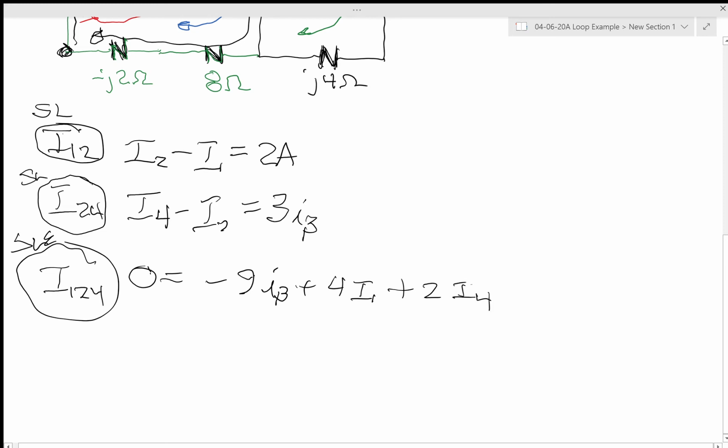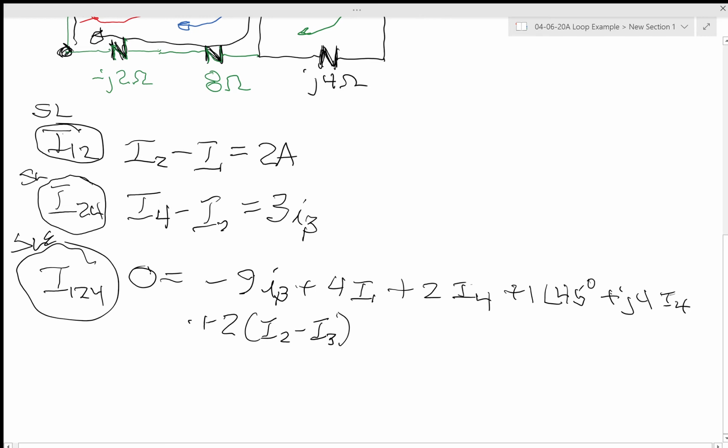Keep on going around. First sign I come to on that voltage source is plus 1 angle 45 degree amps. Keep on going around. I've got the j4 ohms, so this is going to be plus j4 times I4. Keep on coming down. Here is the first current I have that touches the 2 ohm resistor, so this is going to be plus 2 ohms times I2 minus I3.